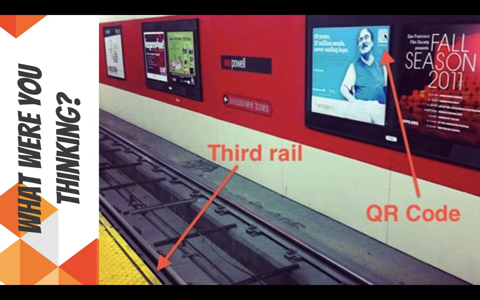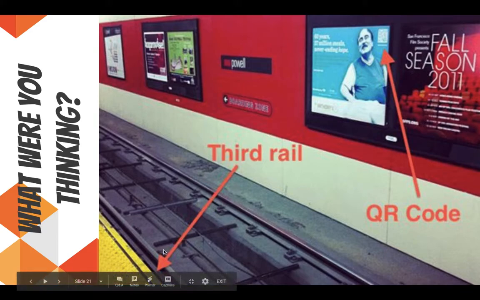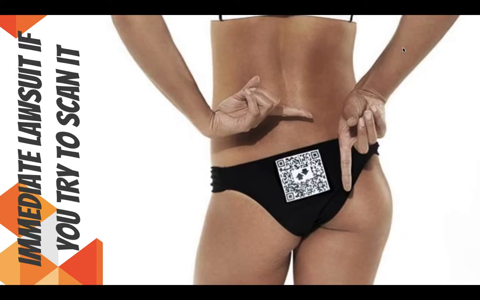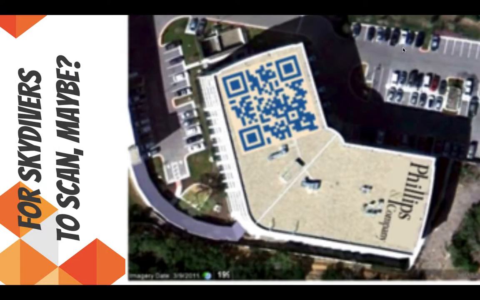To scan this one, you have to cross the tracks to get to, come on. There's a lawsuit right there. And the only people being able to scan this one, which is on the top of a building, are skydivers. And by the time they get close enough to scan that, they've missed their window to open their chute. Anyway, think about placement. Enjoy what you're going to get out of QR codes. Think creatively about how you might like to use them. Kia ora tātou.